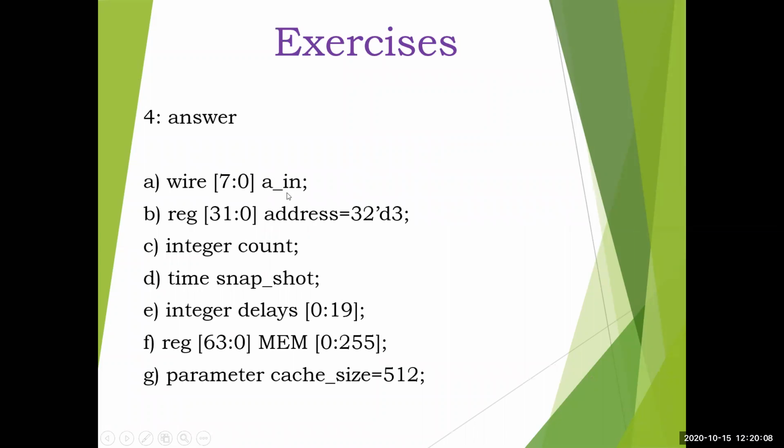Y as 7 to 0, register 31 to 0 address equal to 32, integer count, time snapshot, integer delays 0 to 19, okay, for 20 elements. Then register 63 to 0 mem 0 to 255. So normally arrays will start with 0 to, right? Normally here the vector highest number. There also it depends. Normally we'll use the little endian format. Then parameter cache size is equal to 512. Okay, so this is the simple one.